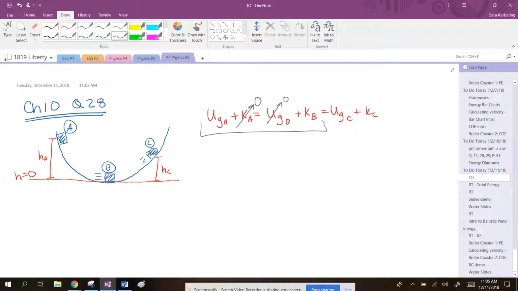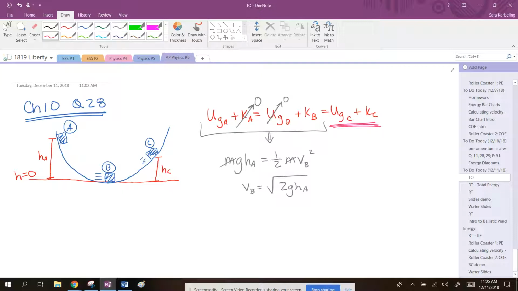Yesterday, when we did this, we used these two to define our velocity at B in terms of the height of A. We said that the mass times the gravitational acceleration times the height at A was equal to 1/2 the mass times the velocity at B squared. We canceled our masses and found an expression for the velocity at B, which is the square root of 2 times g times the height at A.